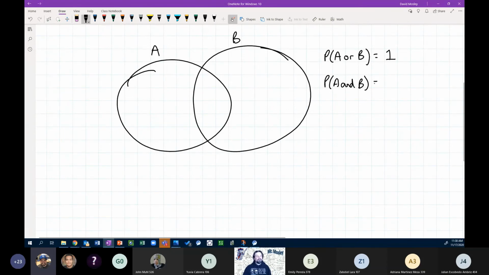P of A and B is where both A and B are satisfied, right? It's what they share. It's the intersection. So the probability of A and B is just this yellow highlighted section, right? That probability would be whatever that is over the total possible number of outcomes, which we're just looking at over 1 right now.